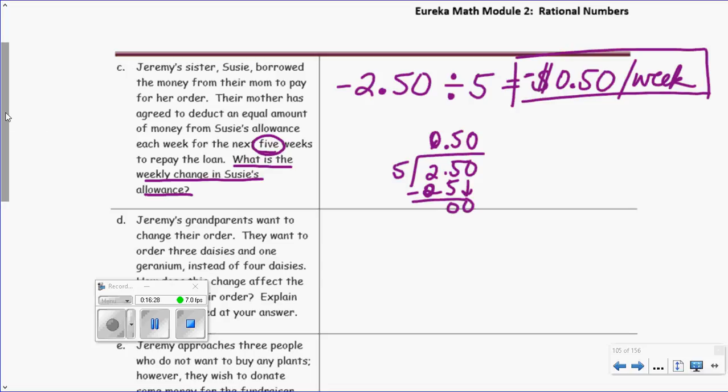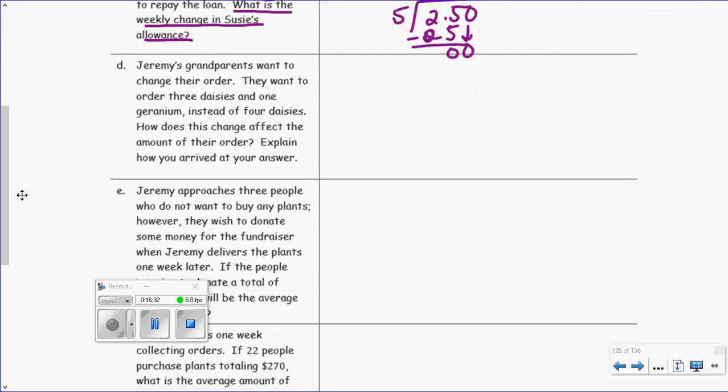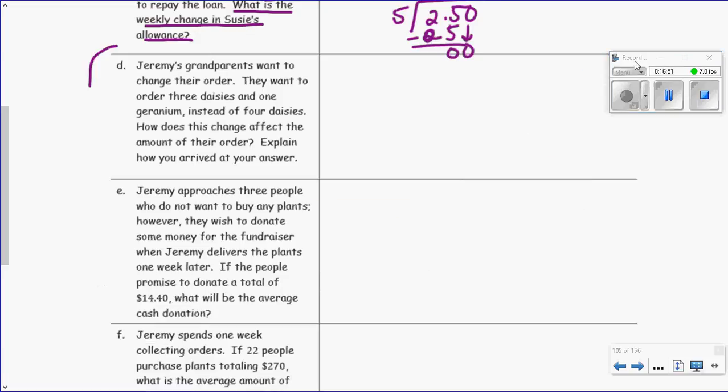Jeremy's grandparents want to change their order. They want to order 3 daisies and 1 geranium instead of 4 daisies. How does this affect the change of their order? Okay, now, the next time that we solve these problems in class, so for the lesson 15 independent practice, I'm actually taking out some of those problems. So I want you to finish these 3 as part of independent practice. Okay, so for D, E, and F, go ahead and write independent practice. And that means you can do it now.